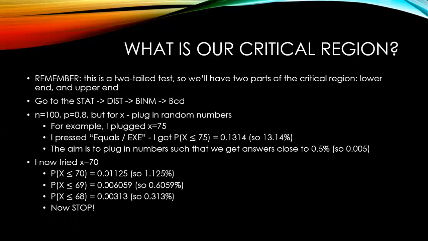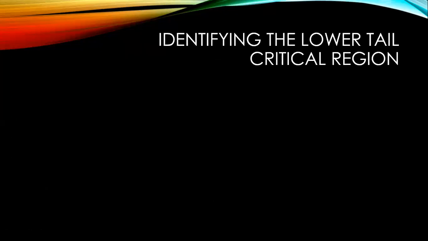And we're going to stop there because we've got two probabilities, one bigger than 0.5% and one smaller. So these two consecutive numbers of successes, 69 and 68, are next to each other, and we've got a probability bigger than 0.5% and one less than 0.5%. So now we need to stop and have a little think. So now we can identify the lower tail critical region.